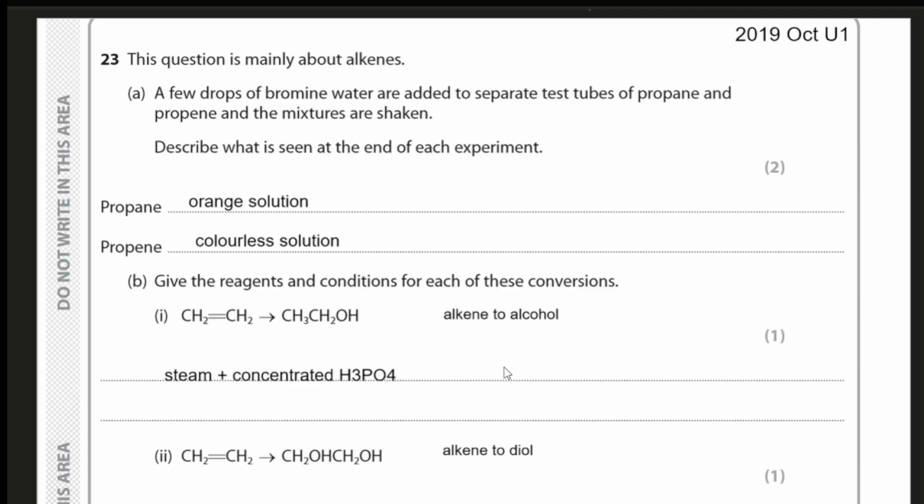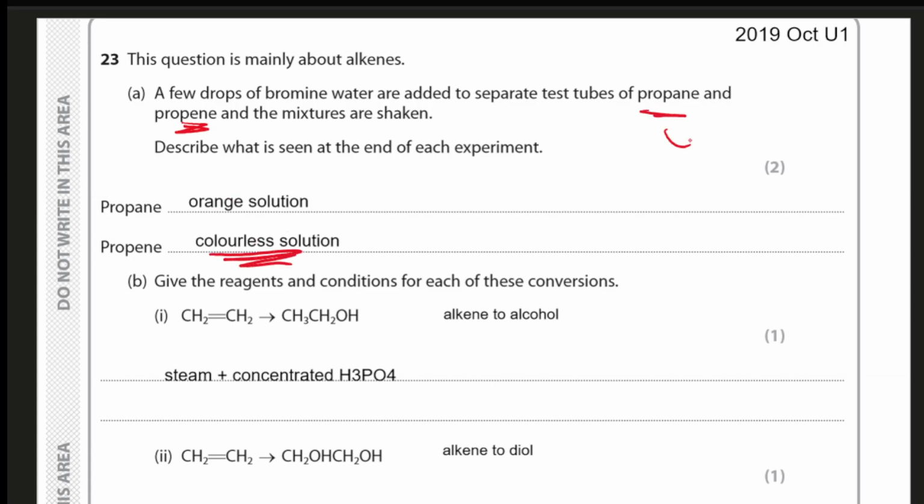This question is mainly about alkenes. A few drops of bromine water are added to separate tubes of propane and propene, and the mixtures are shaken. They told you to describe what is seen at the end of each experiment. Now, what happens in the case of propene? Propene will obviously have a colorless solution.